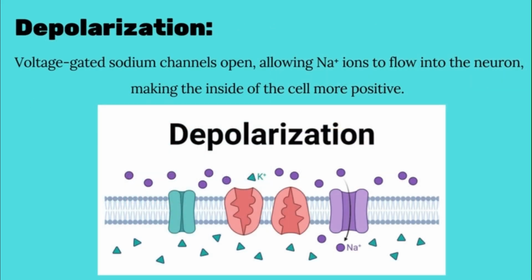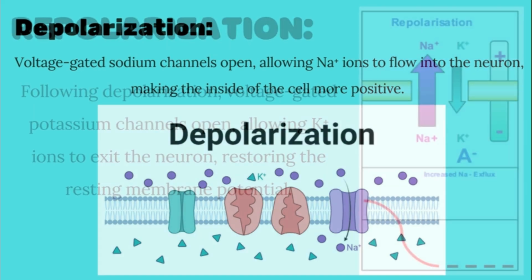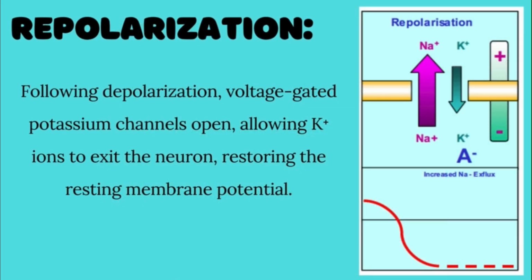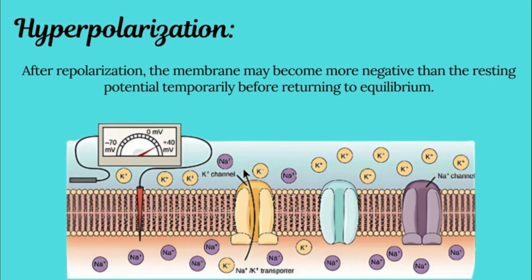Depolarization. Voltage-gated sodium channels open, allowing Na+ ions to flow into the neuron, making the inside of the cell more positive. Repolarization. Following depolarization, voltage-gated potassium channels open, allowing K+ ions to exit the neuron, restoring the resting membrane potential. Hyperpolarization. After repolarization, the membrane may become more negative than the resting potential temporarily before returning to equilibrium.